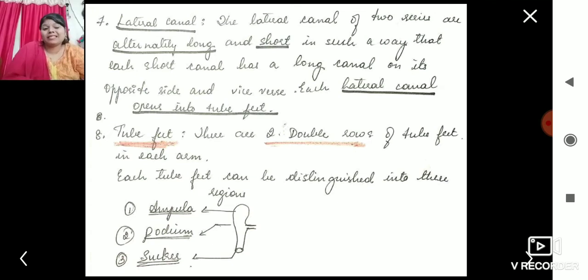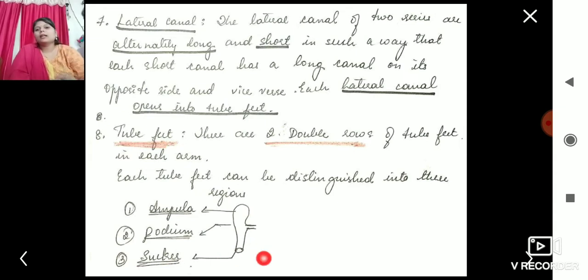Each tube foot can be distinguished into three regions. What are the three regions? Ampulla, podium, sucker. How will you label them? You can just draw a small diagram of a tube foot, which is the lateral canal. This is the lateral canal, and this is the tube foot: ampulla, podium, and the sucker.